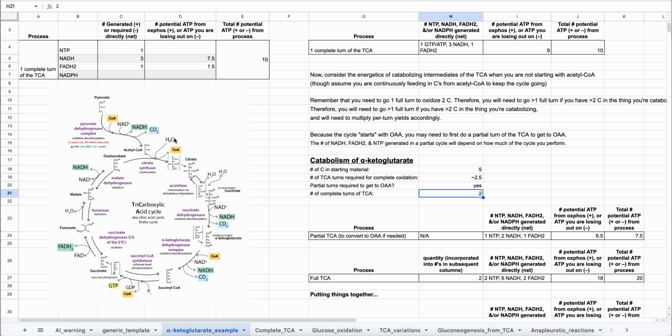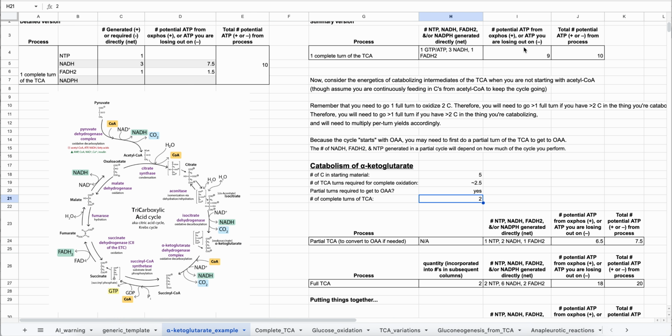Per complete turn, we have the 1 NTP that we're generating. We generate 3 NADH, 1, 2, 3, and we generate 1 FADH2. So that's what we're directly generating. If we take into account the potential ATP we could get if we were to take these reducing equivalents through the electron transport chain in oxidative phosphorylation, if we say 2.5 per NADH, 3 times 2.5 is 7.5. If we say 1.5 per FADH2, 1 times 1.5 is 1.5. And so if we add those together, we get 9.